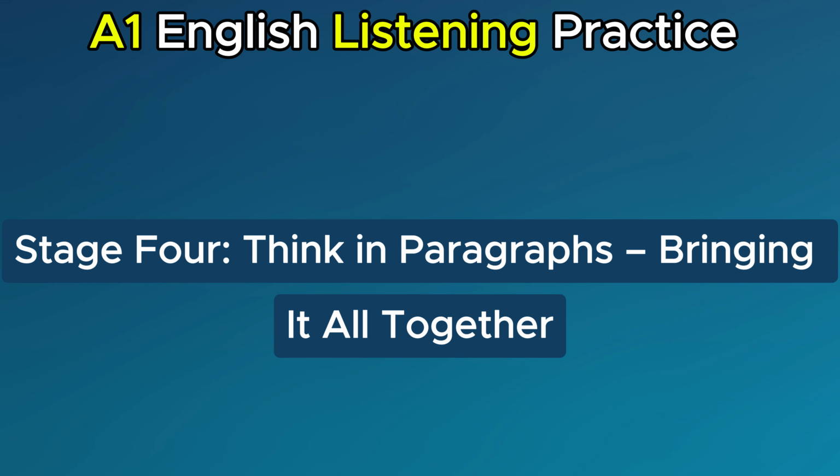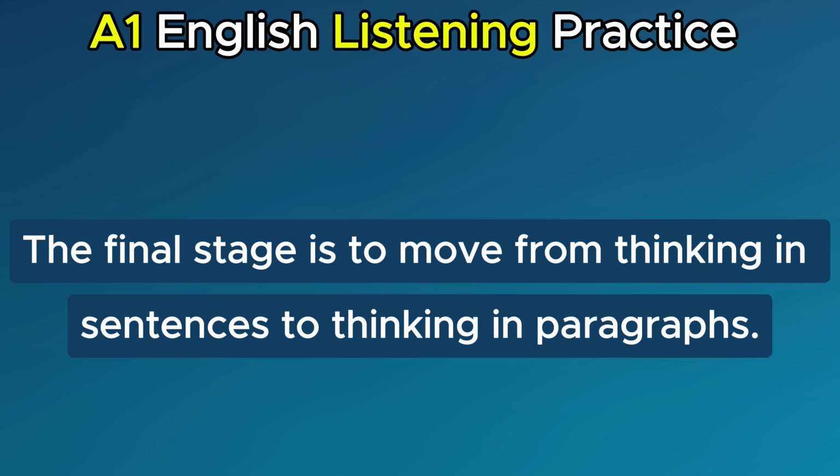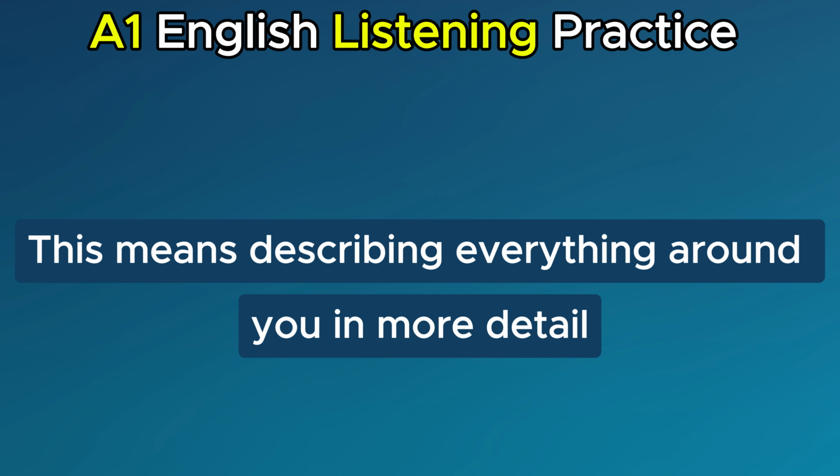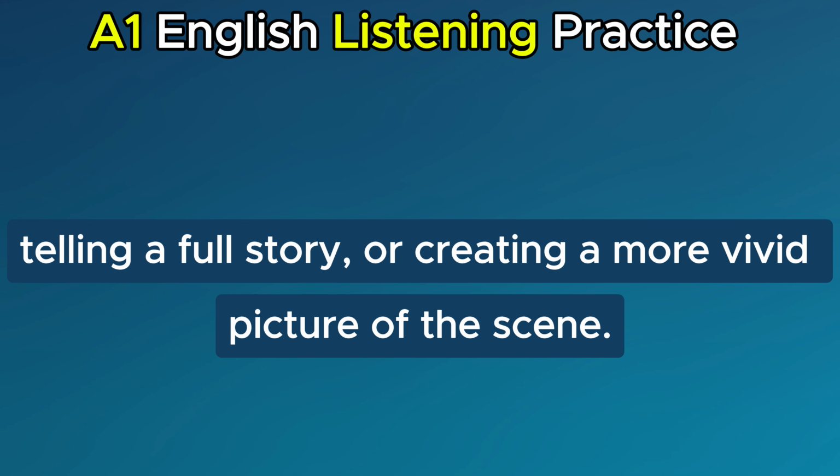Stage 4. Think in paragraphs, bringing it all together. The final stage is to move from thinking in sentences to thinking in paragraphs. This means describing everything around you in more detail, telling a full story, or creating a more vivid picture of the scene.